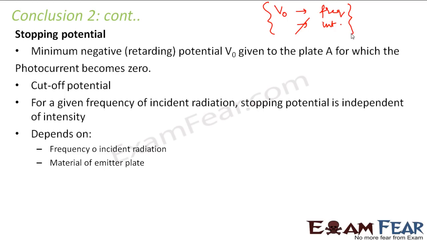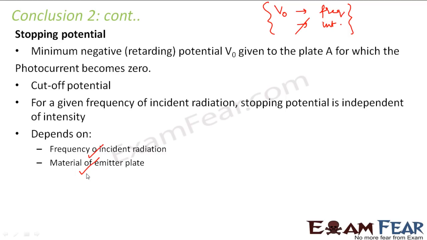So what are the factors on which it depends? It depends on the frequency of the incident radiation. It also depends on the material of the emitter plate. See, the material of the emitter plate will always play a very important role, because it is the material of the plate which decides how much is the work function, how much energy is actually required to be given to emit an electron. Therefore, the threshold frequency also depends on the material of the plate.